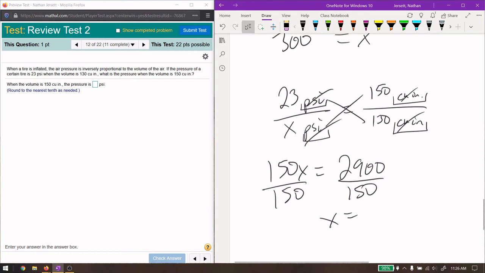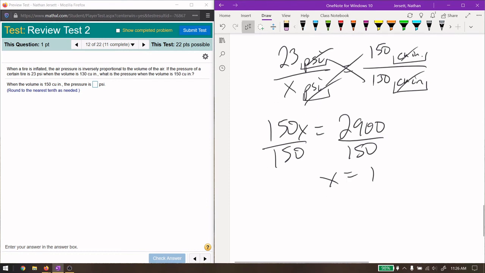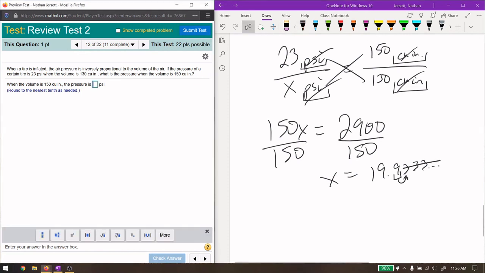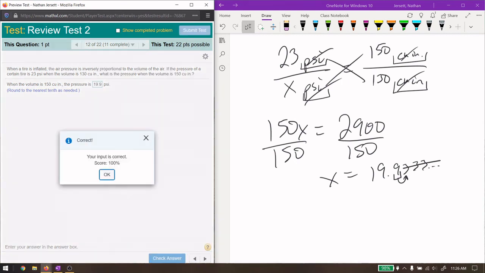Gives us 19.9333 repeating. And it says round to the nearest tenth. This is the tenth space. Is that 5 or greater? No, it is not. So we just drop it. We get 19.9. Excellent.